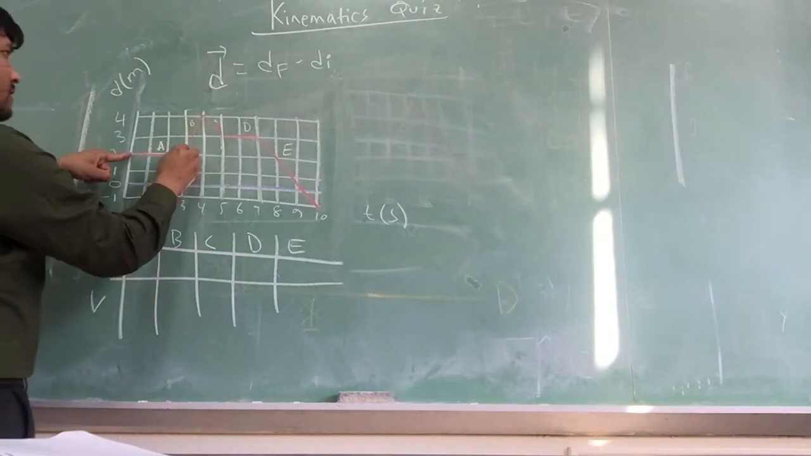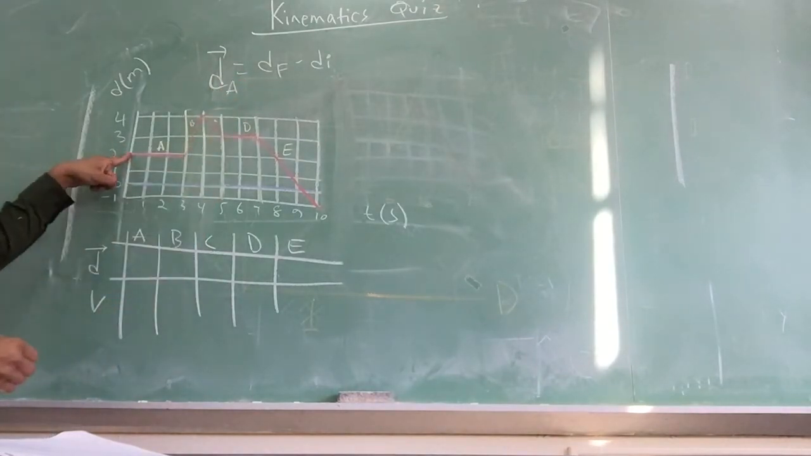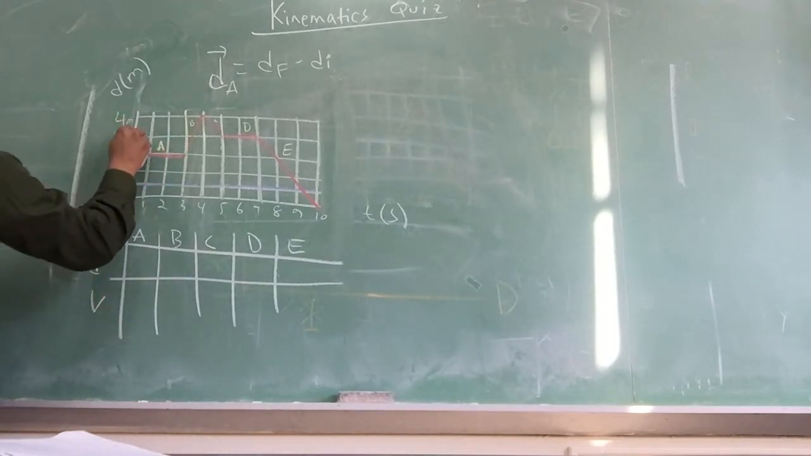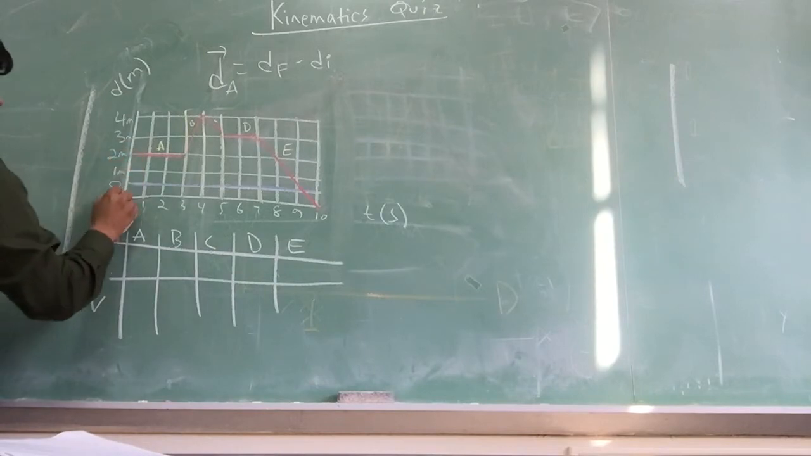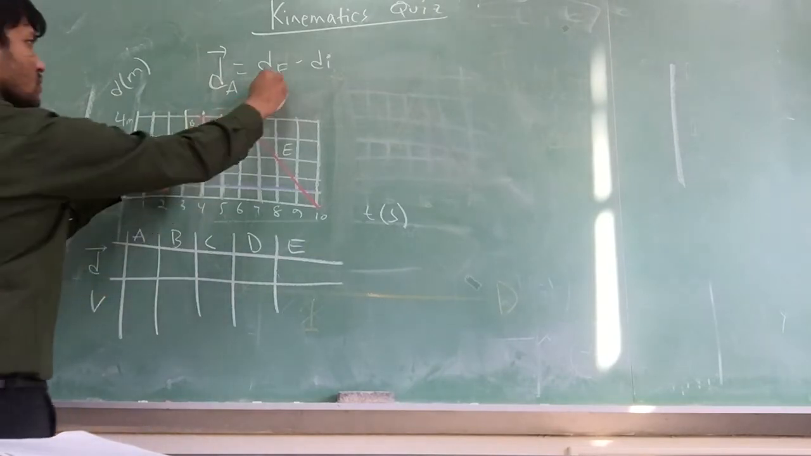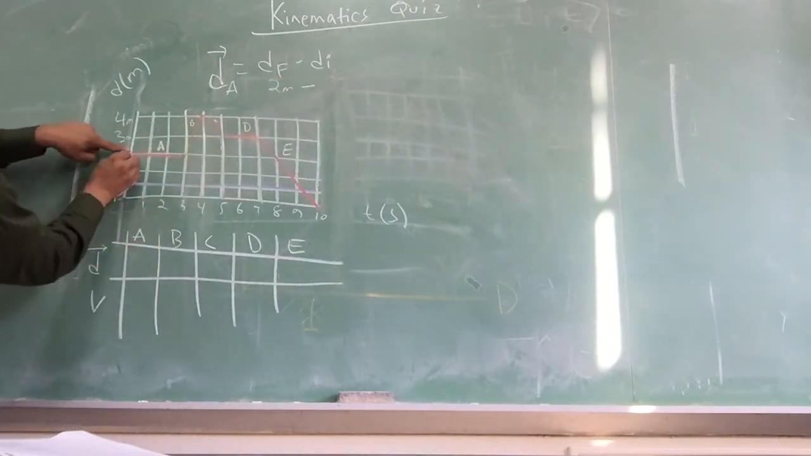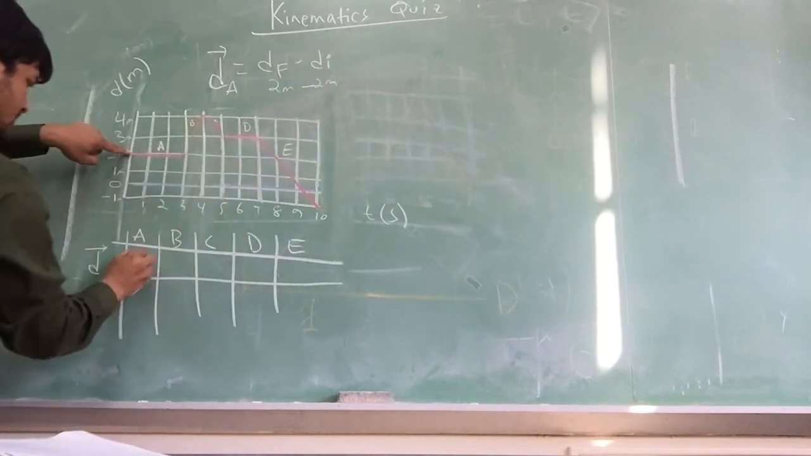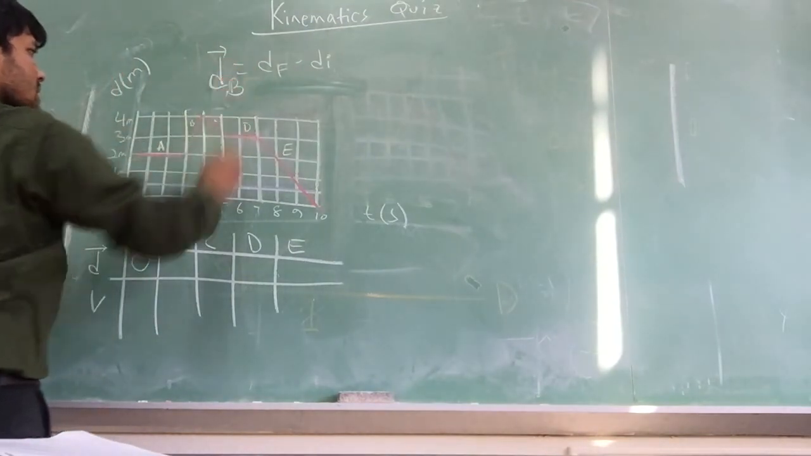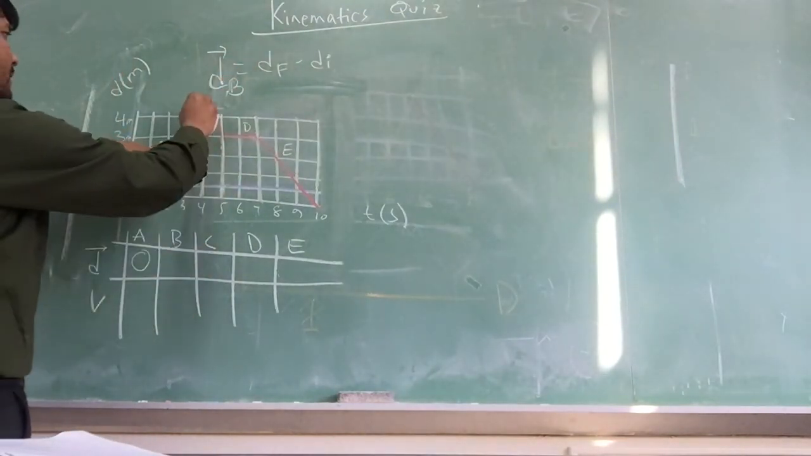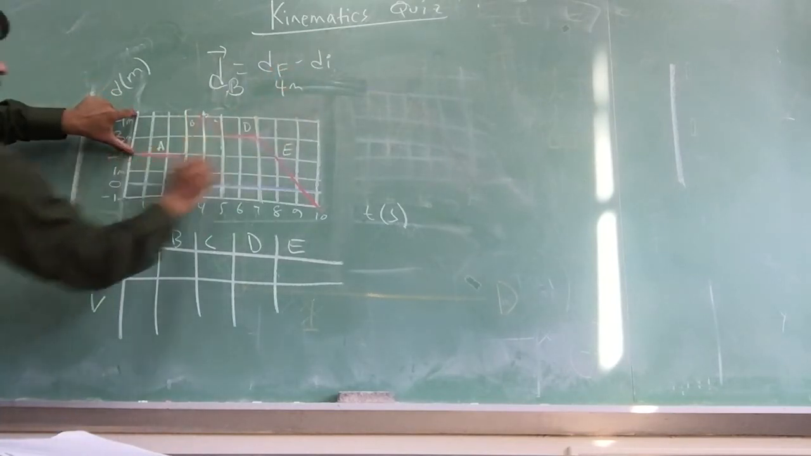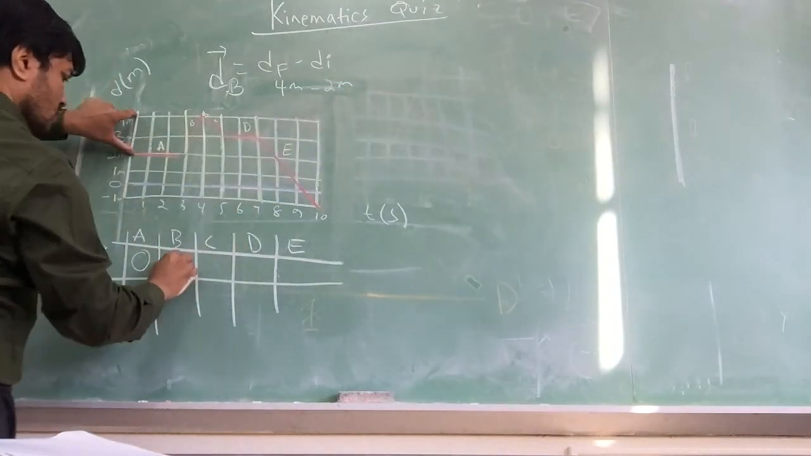So d final for section A is, on the y-axis, this is 4 meters, this is 3, this is 2, this is 1, this is 0, and this is -1 meter. So d final for section A is 2 meters minus d initial, also 2 meters. So it's 0. Now let's do B. In section B, d final is 4 meters and d initial is 2 meters. So it's 2 meters.